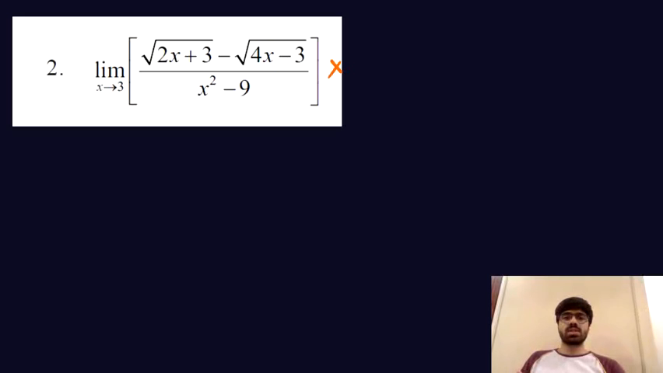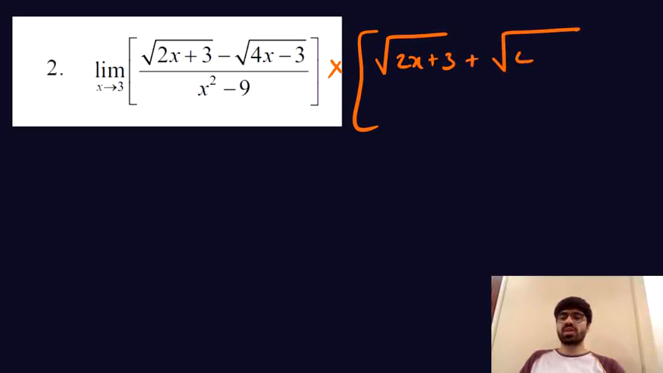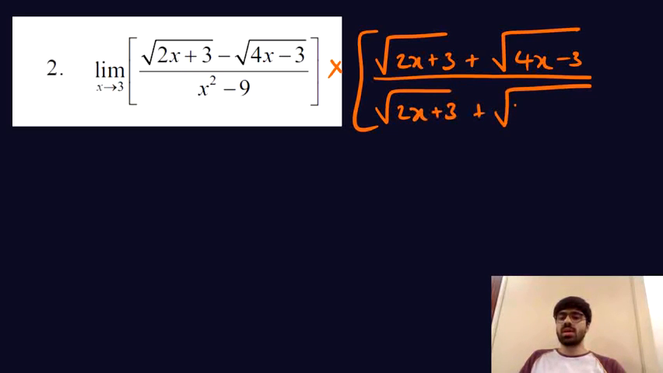In all these questions, the principle remains the same. Every time you see a root, go ahead with rationalization and you will keep getting your answers. So here we will be rationalizing with root over 2x plus 3 plus root over 4x minus 3. All you need to do is change the middle sign here. Do not change the sign here or here. Divided by the same expression, that is root over 2x plus 3 plus root over 4x minus 3.